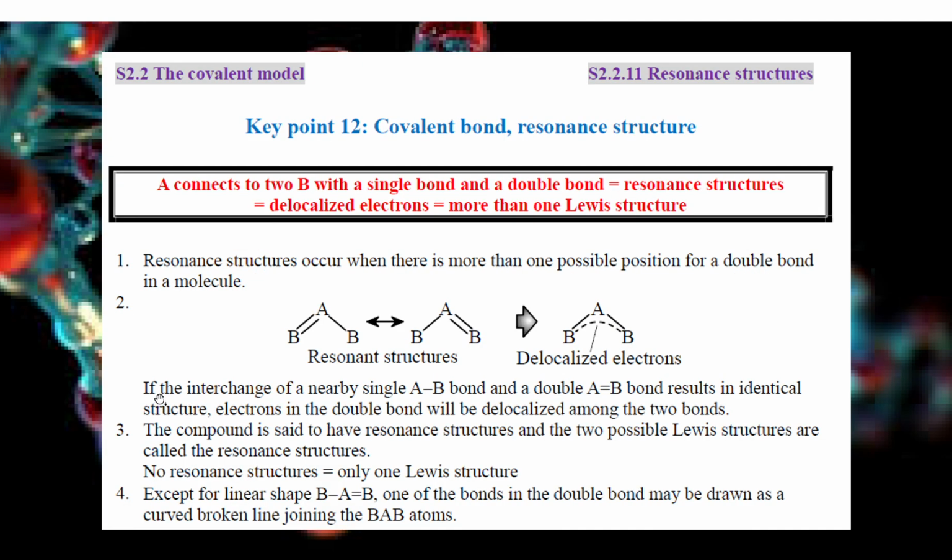For covalent bonds, we have resonance structures. When A is connected to B with one single bond and one double bond, they have resonance structures, because how can the two structures be identical? Actually it happens randomly, sometimes to the left, sometimes to the right. The bond is delocalized, so the bond order will be 1.5 for both. We call these resonance structures, and we draw a broken line. Sometimes not, and we'll tell you the rules.